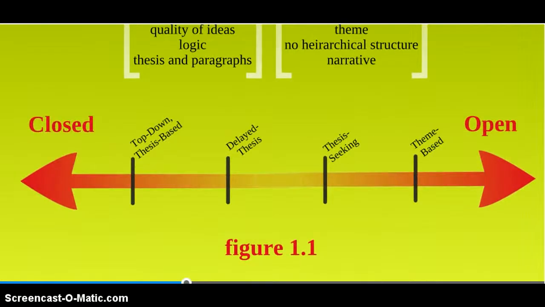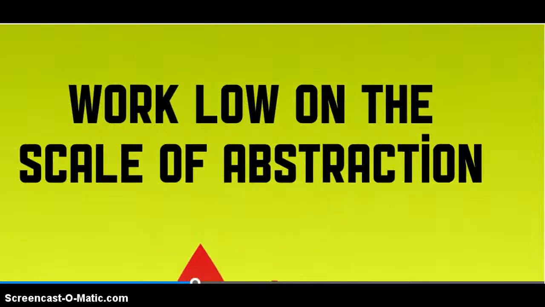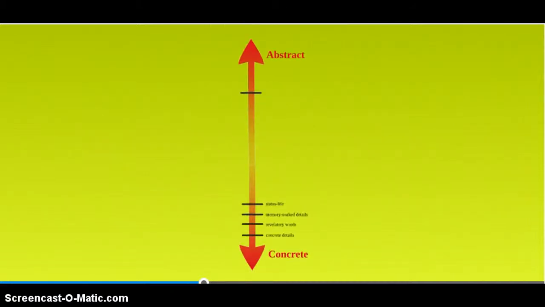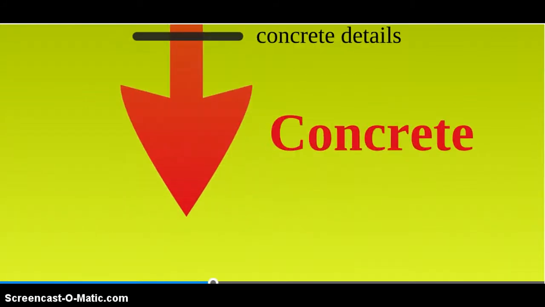Similar to the scale from closed to open, you can organize your writing along a scale of abstraction, which varies from abstract to specific. Open form writing, especially, often stays low on the scale of abstraction through the use of concrete words, revelatory words, and memory-soaked details.